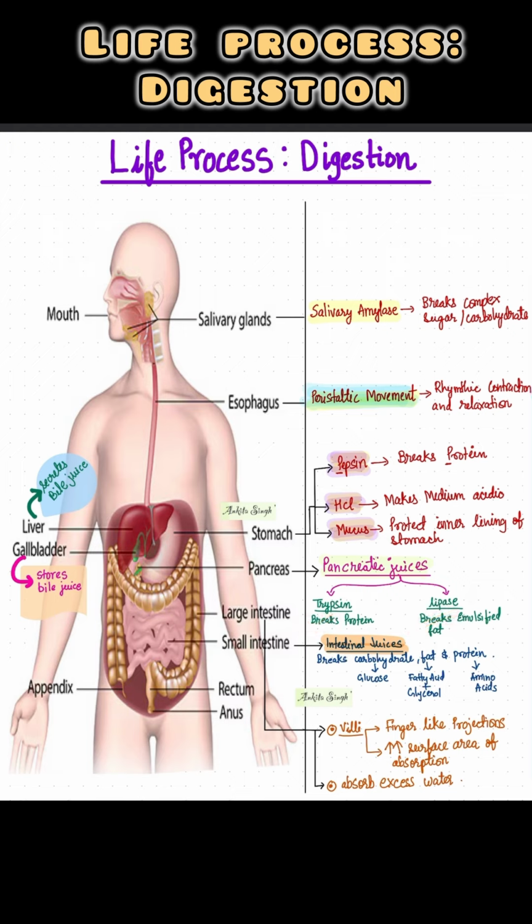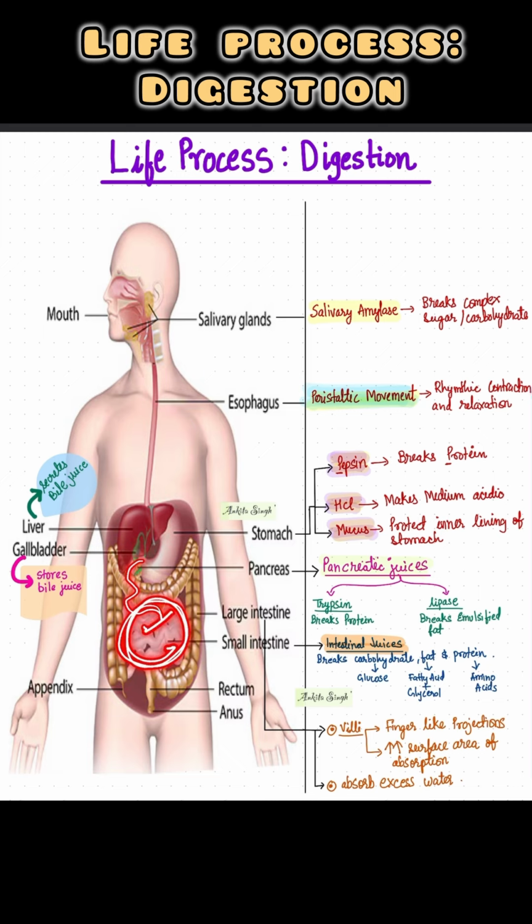Many times in the examination the question has come: what is the composition of pancreatic juice? So it contains trypsin, it contains lipase, along with that it also contains a small amount of amylase. Now trypsin helps in breakdown of protein, while lipase helps in breakdown of the emulsified fats. The larger fat molecules which have been converted into smaller fat molecules are further broken down with the help of lipase. Then from here the food reaches the small intestine.